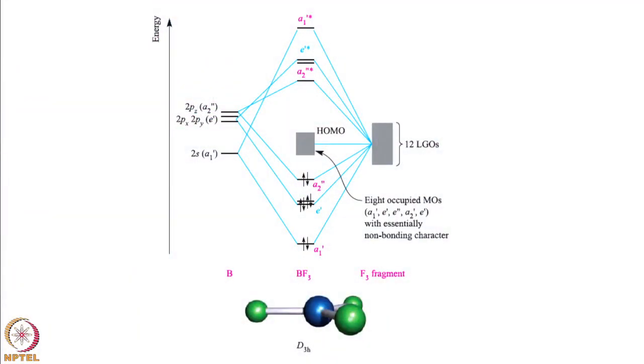Let us look into the MO diagram I have given here for BF3. We think that writing an MO diagram for polyatomic molecules is a little complicated. It is not really. Here, there will be a central atom, and several other peripheral atoms will be binding to the central atom. Essentially, we consider the orbitals from those as ligand group orbitals. For example, look into BF3 here.